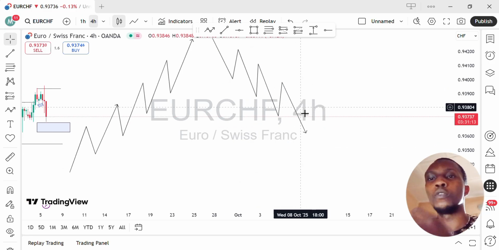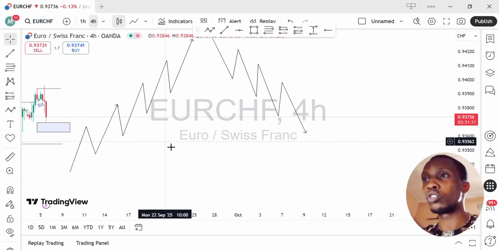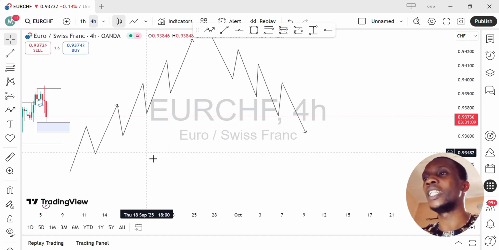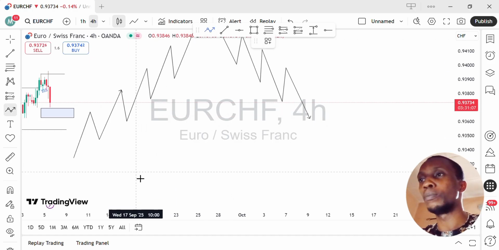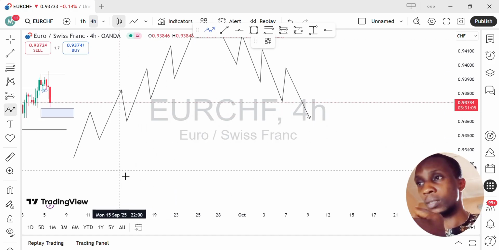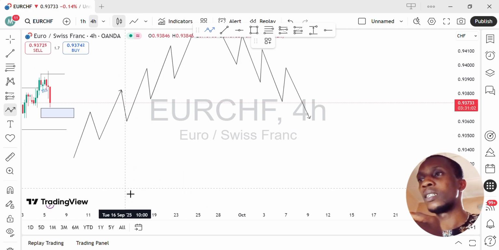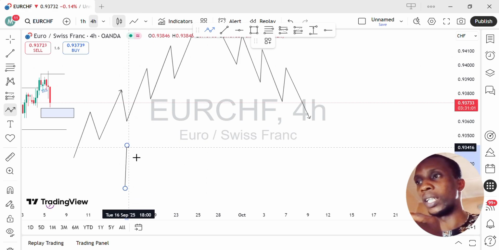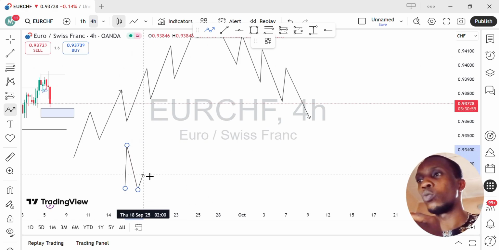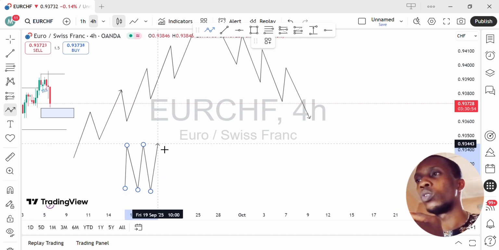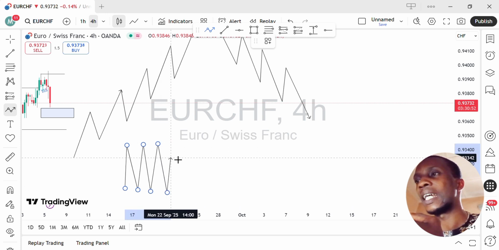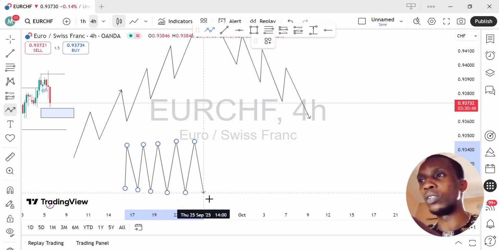Now the third type of market structure is when price is moving in a consolidation, a sideways movement like this. This is a high, price pushes back down again. Both highs and lows are equal. Both the buyers and sellers are in the market. They are not giving themselves opportunity.